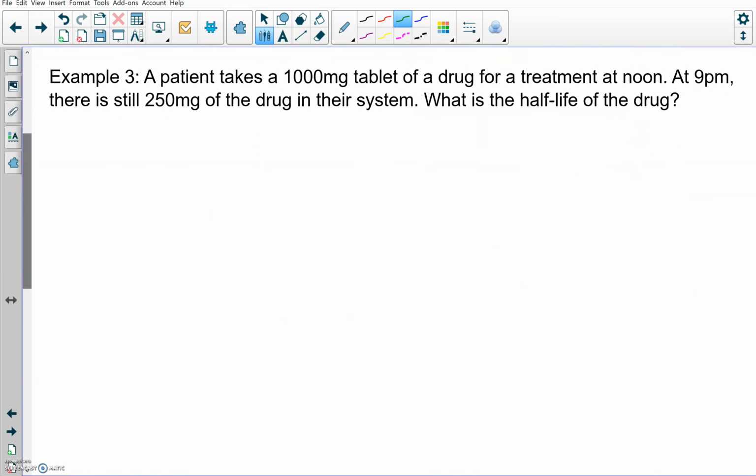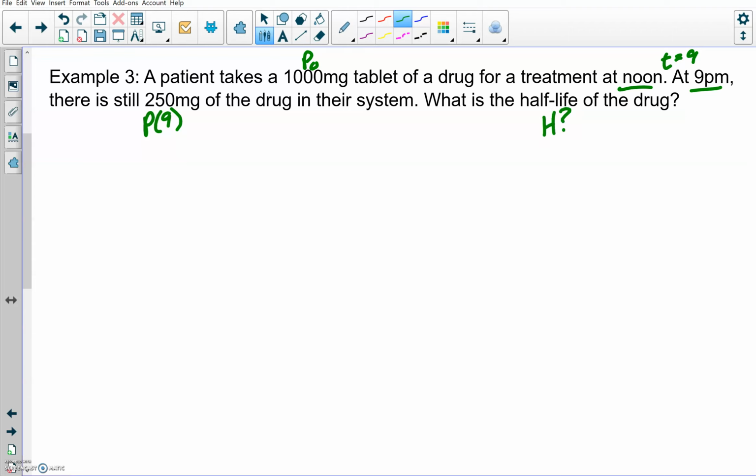All right, so then example 3. A patient takes a 1,000 milligram tablet of a drug for a treatment at noon. At 9 p.m., there are still 250 milligrams of the drug in their system. What is the half-life of the drug? They're telling me the initial amount at noon, and then at 9, so T equals 9 where this 250 is happening. So this is the amount at 9 hours later. The H is what we're solving for here.